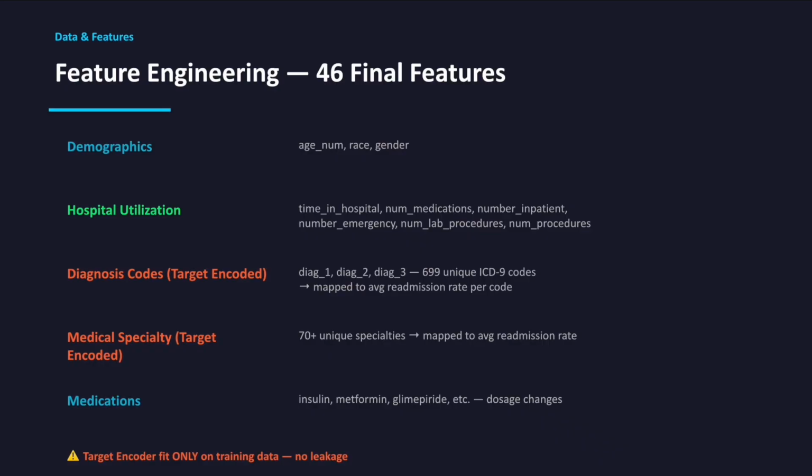So instead of one-hot encoding all of them, we used target encoding, which basically replaces each code with the average readmission rate for patients with that diagnosis. Same thing for medical specialty. And then we were really careful here. The encoder only gets fit on the training data, so there's no leakage in the test set. So basically, we took messy hospital data, cleaned it down to what actually matters, and built features that give the model real clinical signal.